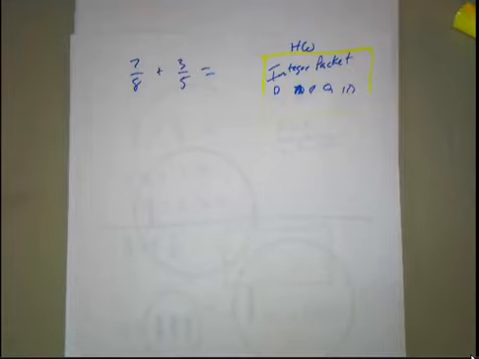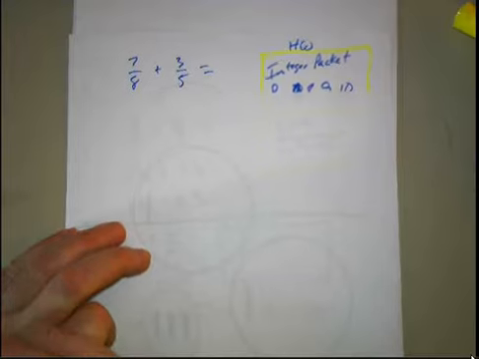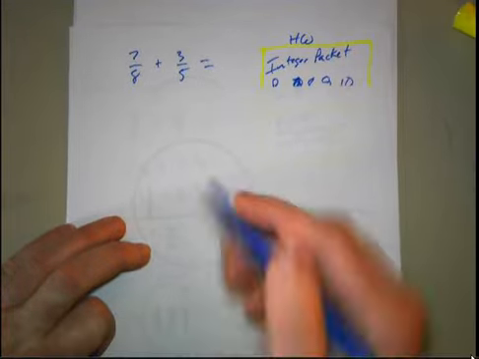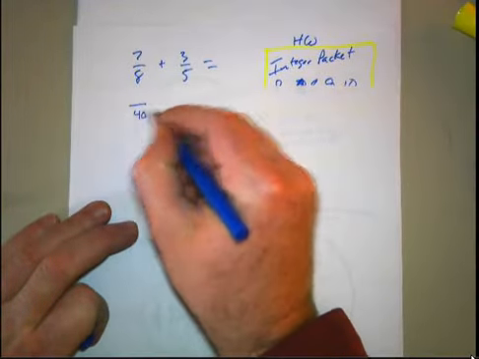7/8 plus 3/5. Do I need a common denominator? Yes. Can I use 8 or 5? No. Multiples or multiply? I choose multiply. 8 times 5 is 40.